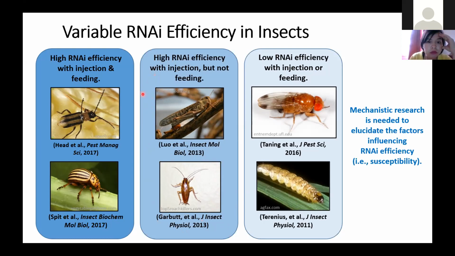So with these species, after injection, you get very high levels of gene suppression, very clear phenotypes, and even mortality, depending on what genes are targeted. However, there's a third group of insects, such as the spotted wing Drosophila or the European corn borer, that are highly refractory to RNAi, regardless of double-stranded RNA delivery method. And it's because of this variability in RNAi efficiency among insects that mechanistic research has been needed to elucidate the factors influencing RNAi.